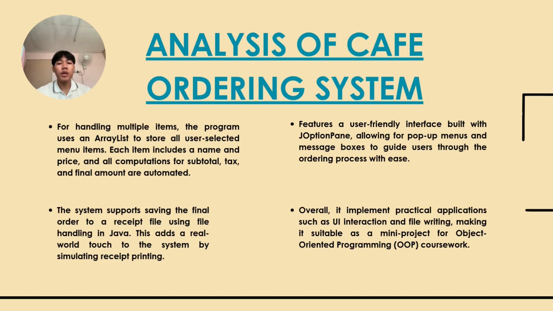We continue the analysis of cafe ordering system. For handling multiple items, the program uses an array list to store all user selected menu items. Each item includes a name and price, and all computation for subtotal, tax and final amount are automated.